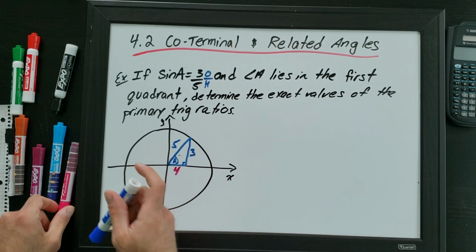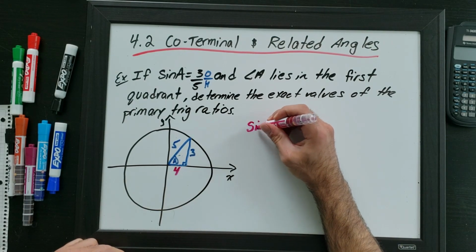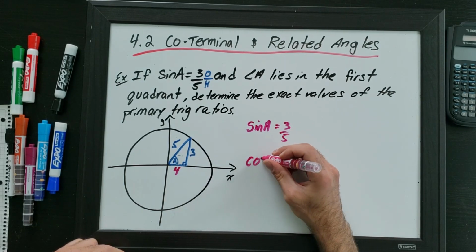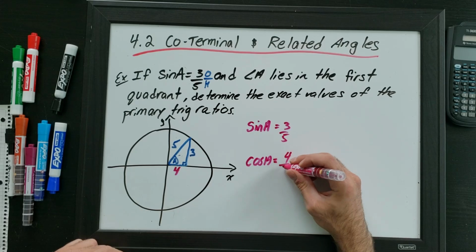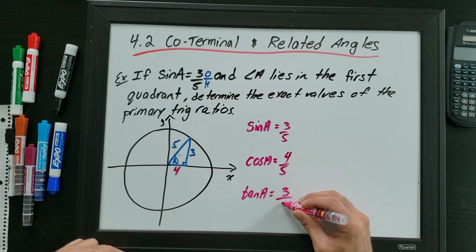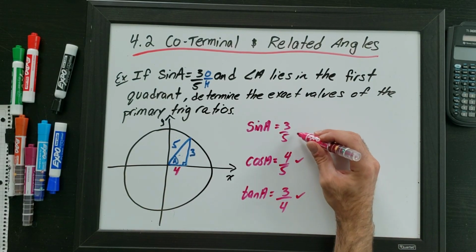I can conclude with my primary trig ratios. I know that sine of A is 3 over 5. I know that cos of A is 4 over 5. And I know tan of A is 3 over 4. Okay, so these are the exact values of the primary trig ratios. Done, done, and done.